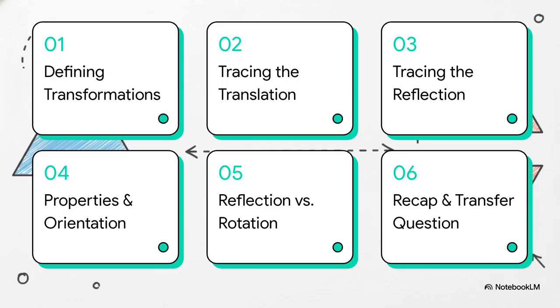Here's our roadmap for today. We'll be covering: 1. Defining our transformations, 2. Tracing the translation, 3. Tracing the reflection, 4. Properties and orientation, 5. Reflection versus rotation, and finally 6. A recap and transfer question.